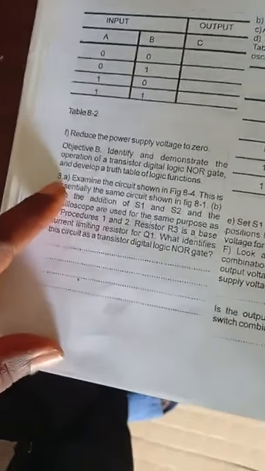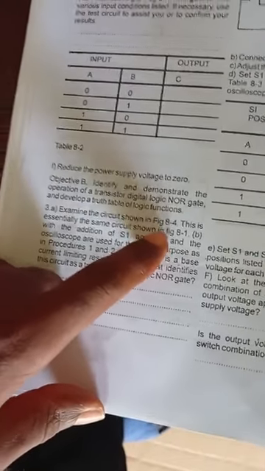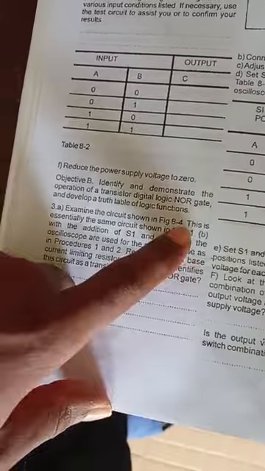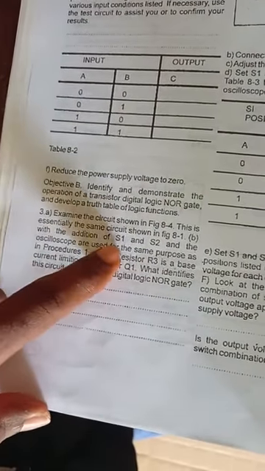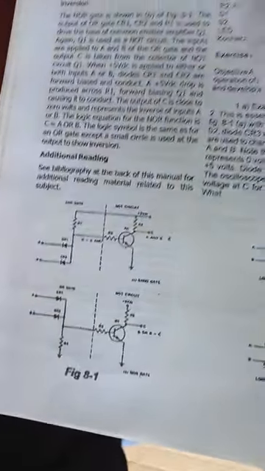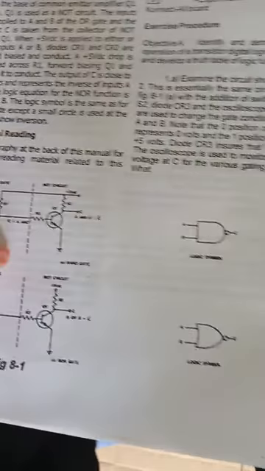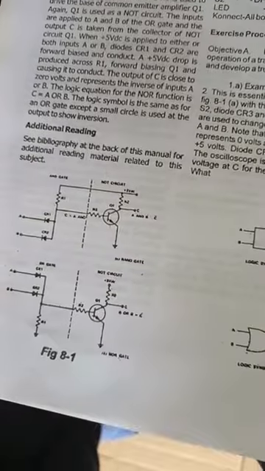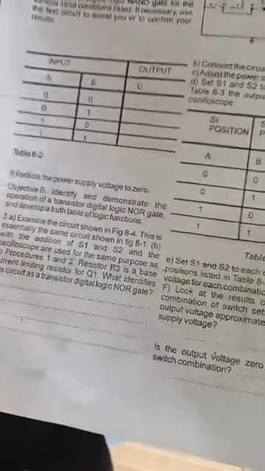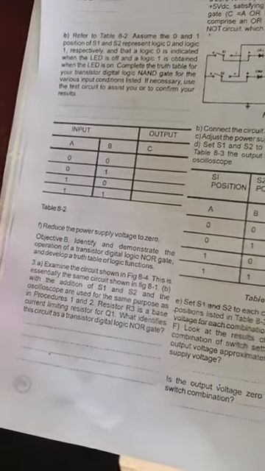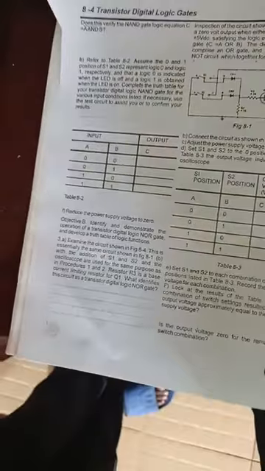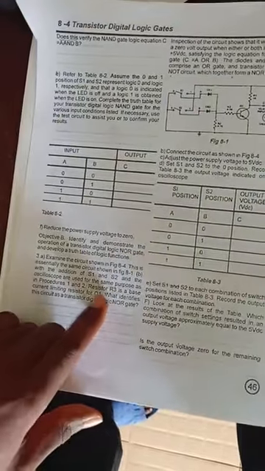Now let's check the NOR gate. NOR gate means the reverse of the OR gate. So examine from number 3A now. Examine the circuit shown in Fig 8.4. This is the addition of switch 1 and switch 2. We are talking about all these, the previous circuit given to us, I think.